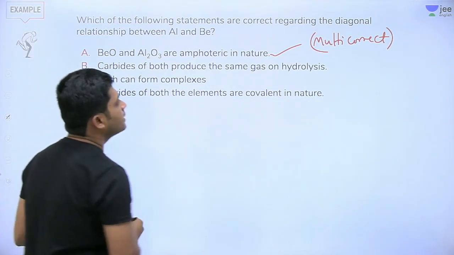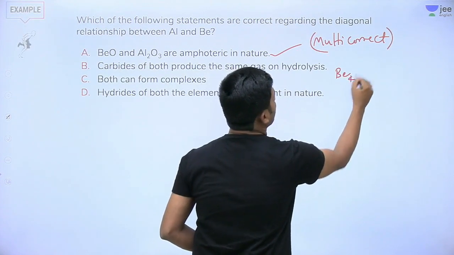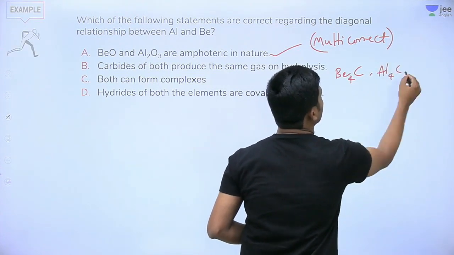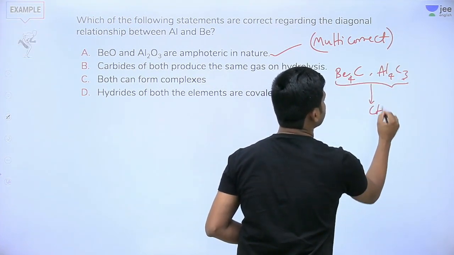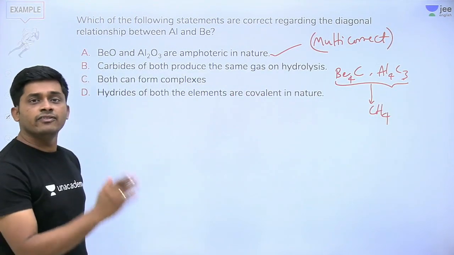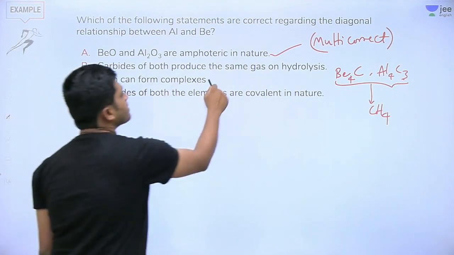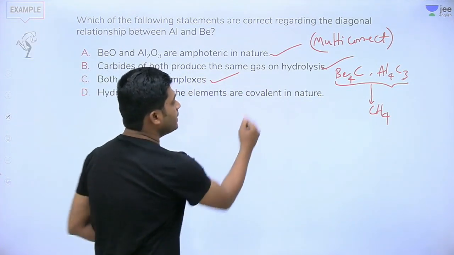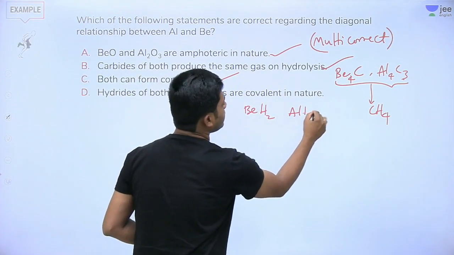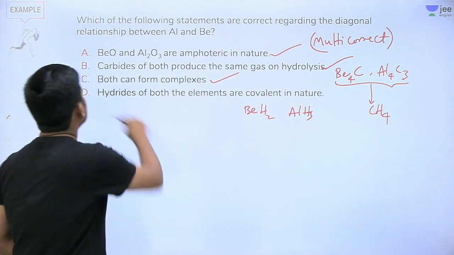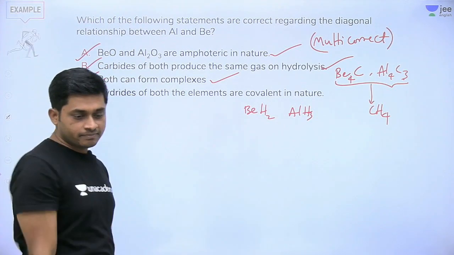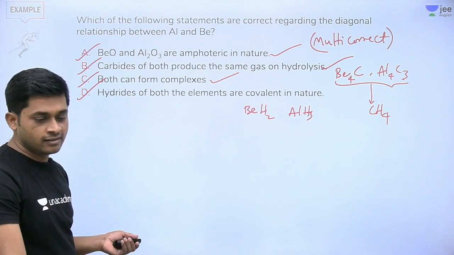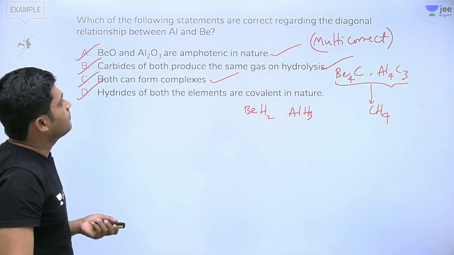Second statement, carbides. Carbide means, see here, beryllium carbide and aluminum carbide, Al4C3, both give methane gas only. They are called methanides. They give methane gas. Both can form complex. This is also correct. Hydrides are covalent. BeH2, AlH3, they are covalent hydrides. So all these statements are correct. So we have the answer now. A, B, C, D, all are correct. Right? Let us move on to the next question.